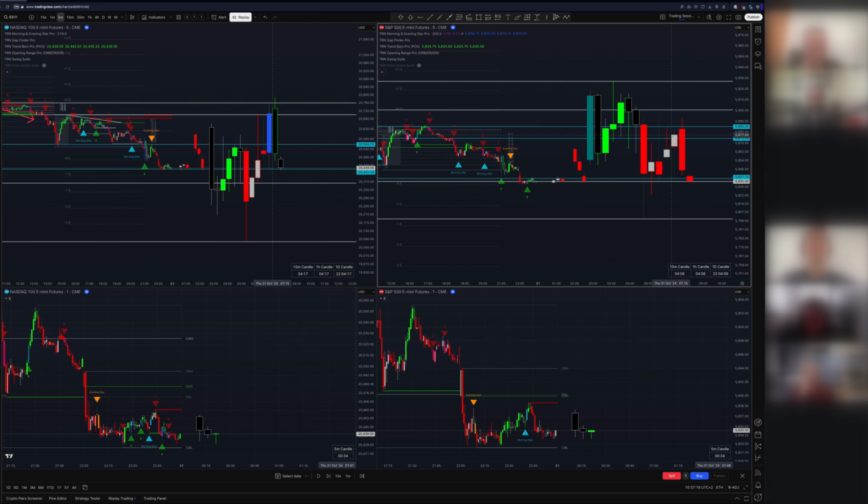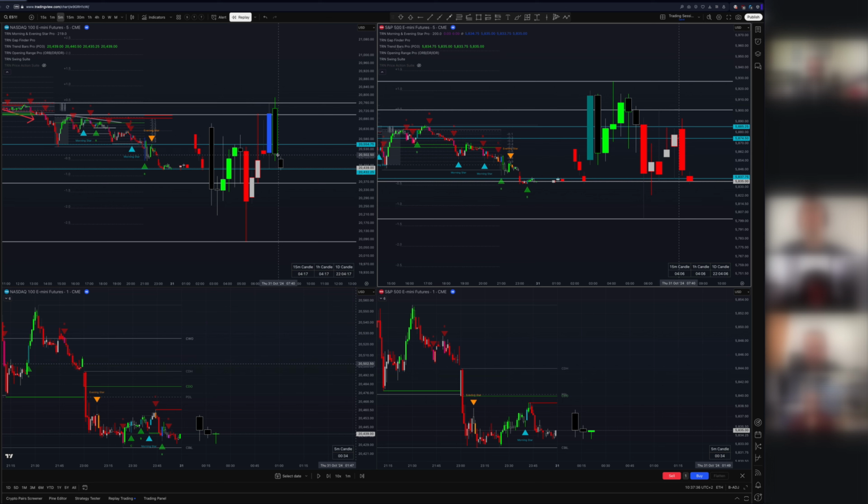This is a really, really big candle. We swept the highs of the previous days. Here on the app it looks so different. Yes, but same here, we swept the highs as well. We swept the highs and then we closed almost at the bottom of the candle. So I think it's a clear bearish bias for today.